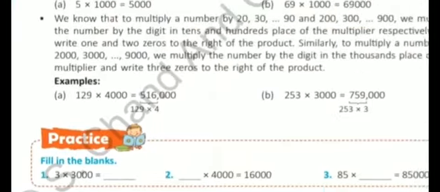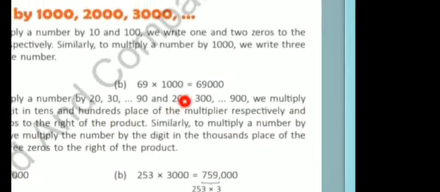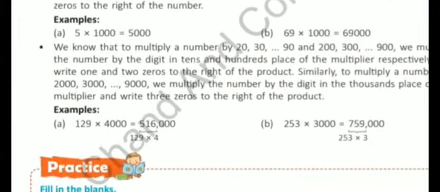For example, here 129 multiplied by 4000. For this multiplication, first we have to multiply 129 into 4. Here it is being shown to you. The answer is 516. And count the number of zeros. There are 3 zeros in 4000. So you have to just put these 3 zeros along with the 516 and you will get the answer.